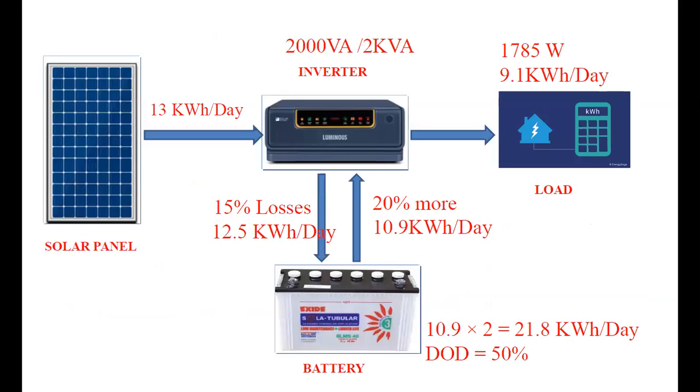You can take a look at the picture. The inverter selection will be 2 kVA. There are some losses in the inverter, and the input energy supplied to the inverter will be 20% more, that is 9.1 plus losses, that is 10.9 kWh per day.